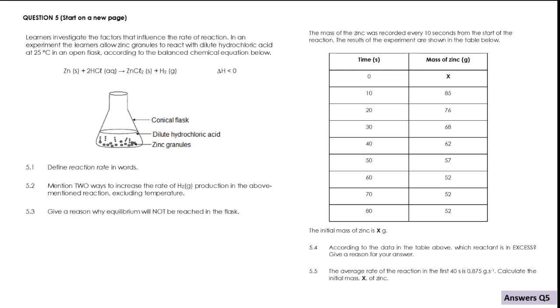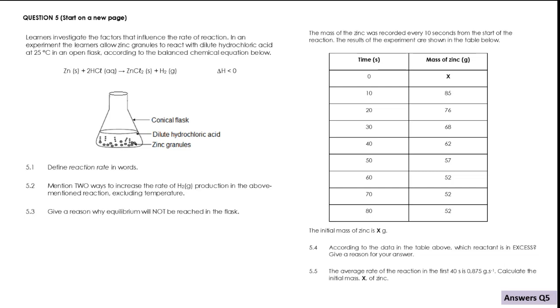Now, the way to increase the rate of hydrogen gas production, number one, we can use powdered zinc instead of the zinc granules. You remember that? Because as you know, from reaction rate, a granule has a smaller surface area than a powder. Powders have large surface areas. That's why the rate of reaction is increased like you cannot believe. So one of the options is to use powdered zinc instead of zinc granules.